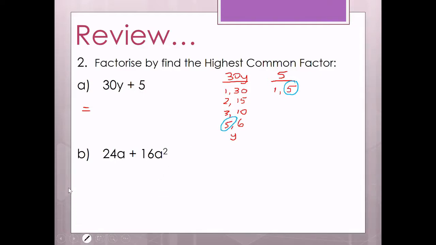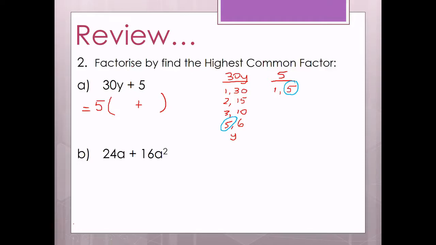So as I said, when we factorise 30y plus 5, I put the highest common factor on the outside of the brackets, that's the 5. Now I need to work out what goes inside the brackets, and I can do this one of two ways, as I suggested to you the other day.